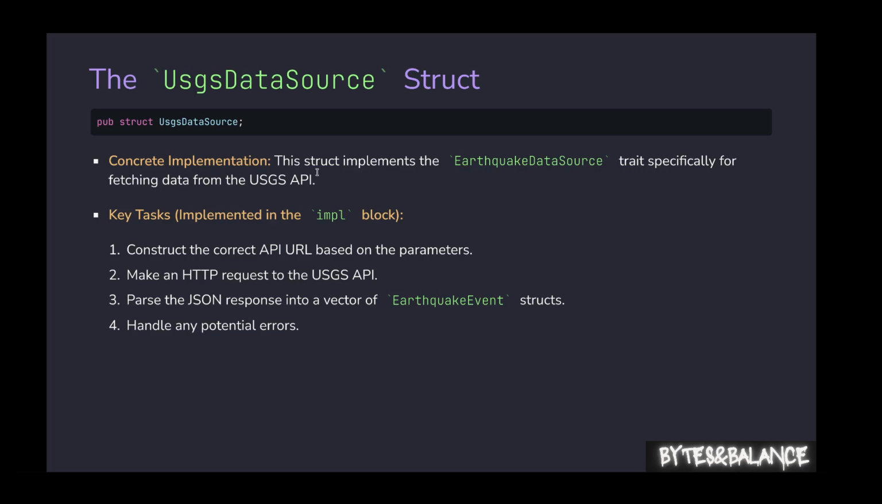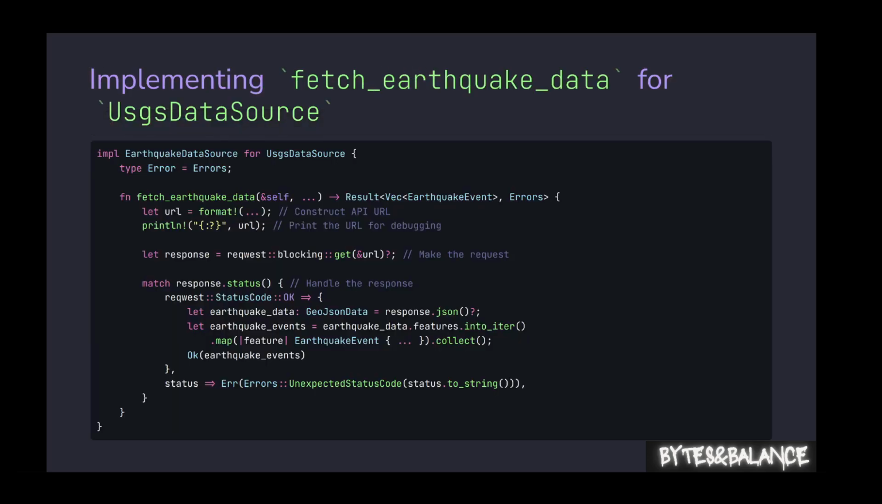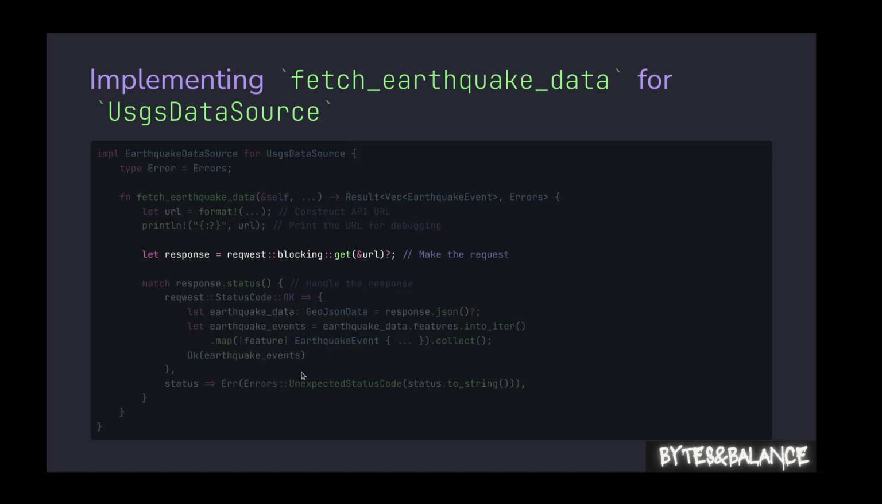And if anything goes wrong, like a network issue or incorrect parameters, it'll catch the error and let us know. The implementation details for these steps are in the impl block associated with the USGSDataSource struct here. I commented all these steps that I talked about and provided the description: when we build the API URL, when we make the request, and when we handle the response.